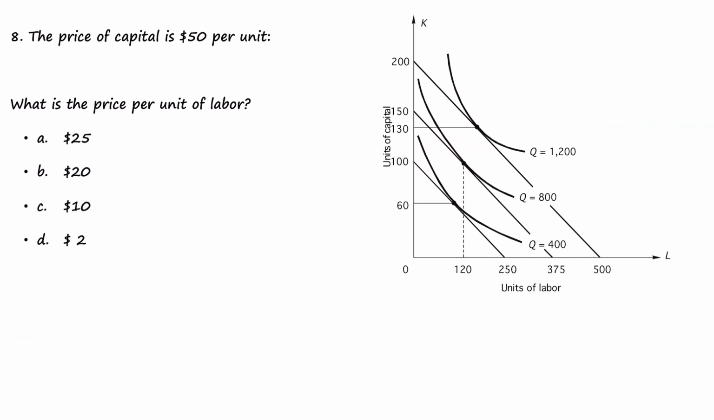The price of capital is $50 per unit. What is the price of labor? So to find that, we are going to choose any of our isocost lines. I'm going to choose the lowest one, just so that my numbers are a little bit smaller. And I know that K is going to be equal to 100, L is going to be equal to 250, R is 50, and W is unknown.